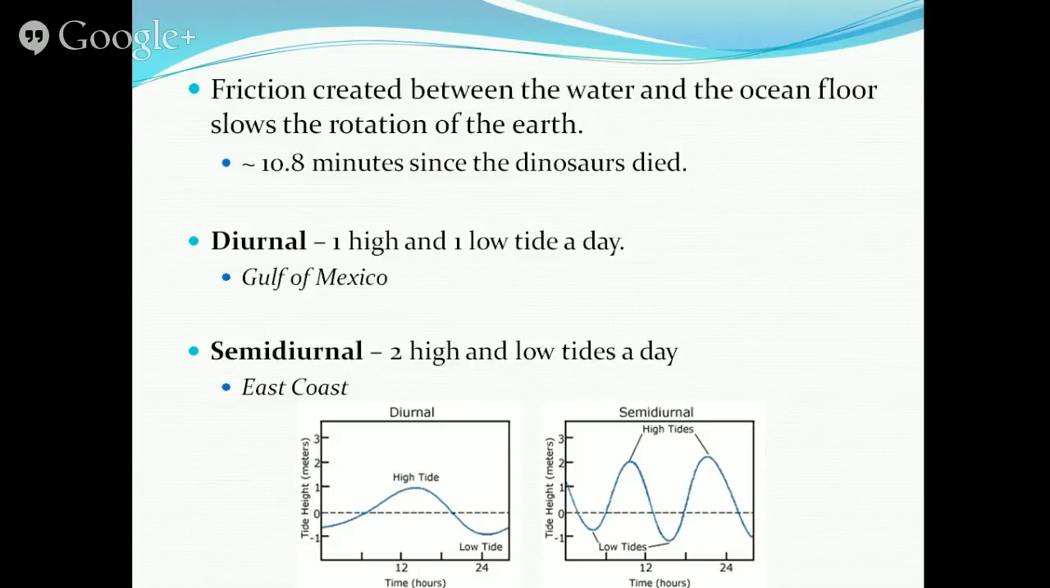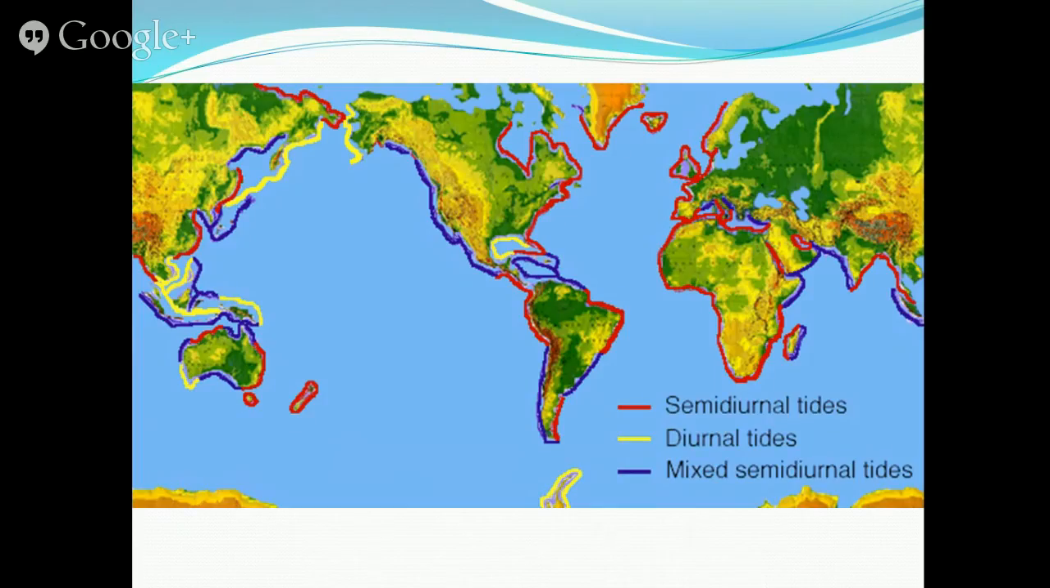Now, if you live on the East Coast, like we do, you actually have a semi-diurnal tide. So semi means half, diurnal, once again, daily. So half day. So in a semi-diurnal tide, you have a tidal cycle every half day. So you have 2 highs and 2 lows in every full day. So diurnal is 1 high, 1 low a day. Semi-diurnal is 2 highs and 2 lows. And that's what we would have here on the East Coast, over by Wilmington or Myrtle Beach or the other things. So you can see the places in red are your semi-diurnal tides, and the places in yellow are your diurnal tides.